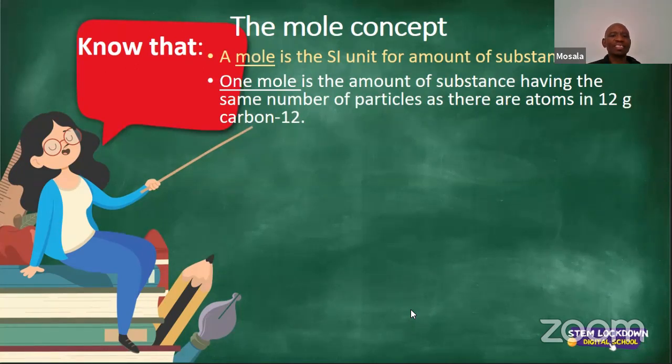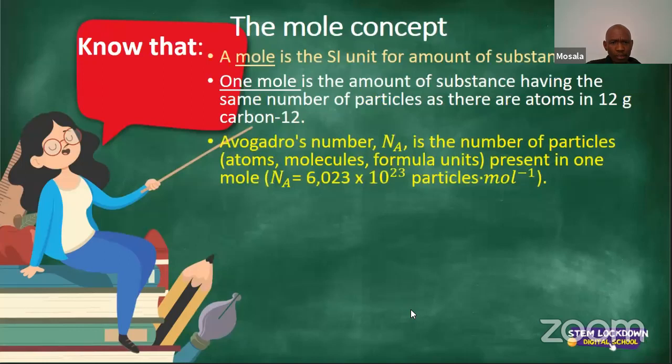1 mole of a substance is the amount of substance having the same number of particles as there are in 12 grams of carbon-12. Remember, when we were dealing with isotopes, we said that you have carbon-12 and carbon-13, which are isotopes of carbon. So when we are referring to a mole, we are saying 1 mole is the amount of substance having the same number of particles as there are in 12 grams of carbon-12.